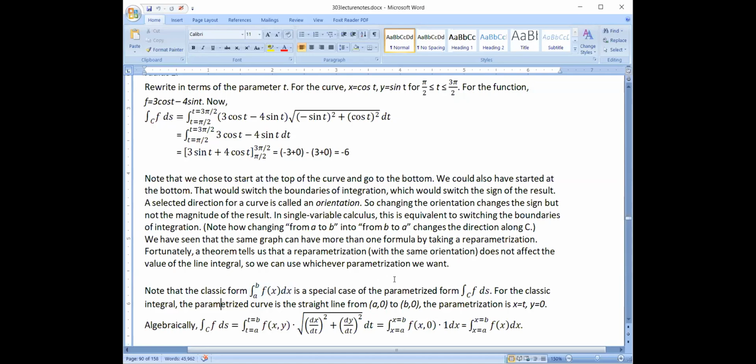So f of (x, y) just becomes f of (x, 0). t going from a to b is just x going from a to b. dt is really just dx. And dx/dt is just 1. And dy/dt is just 0. So rewrite all of that, and you just get the classic integral. So scalar line integrals are really a generalization of the classic integral. In other words, the integral of f dx is the special case of the integral of f ds.